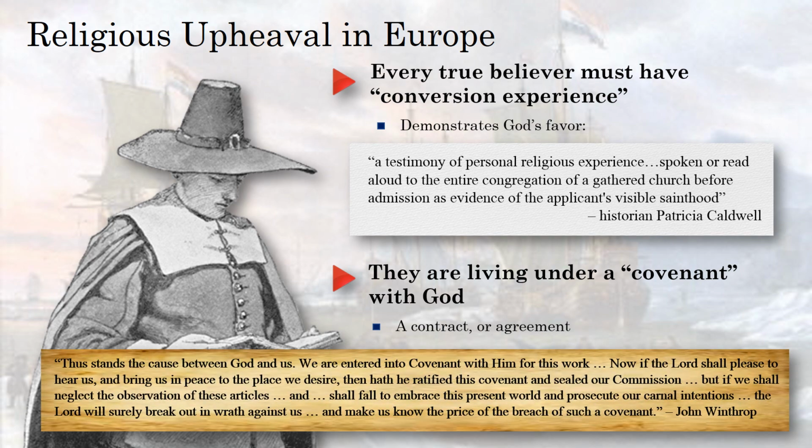One of the Puritan ministers that we're going to hear about in the coming slides here is named John Winthrop. He writes, "Thus stands the cause between God and us. We are entered into covenant with him for this work. Now, if the Lord shall please to hear us and bring us in peace to the place we desire, then hath he ratified this covenant and sealed our commission. But if we shall neglect the observation of these articles and shall fail to embrace this present world and prosecute our carnal intentions, the Lord will surely break out in wrath against us and make us know the price of the breach of such a covenant." So we better keep it because God's watching, and He might not be happy if we break our contract with Him.